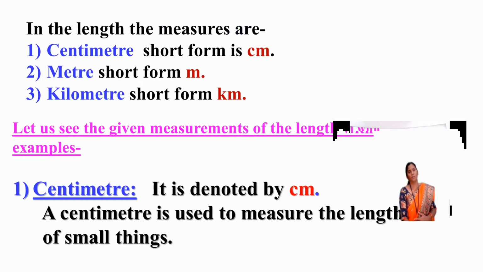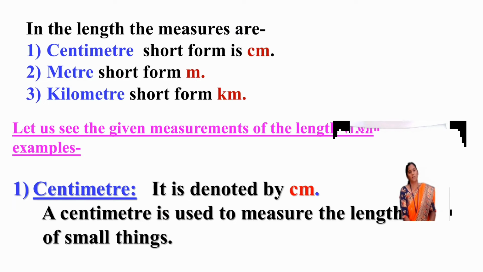In length, there are three types of measures we are going to see in the second standard. Number 1, centimeter. The short form is cm. Number 2 is the meter. The short form is m. And third one is the kilometer. Short form is km. Let us see the given measurements of length with examples.